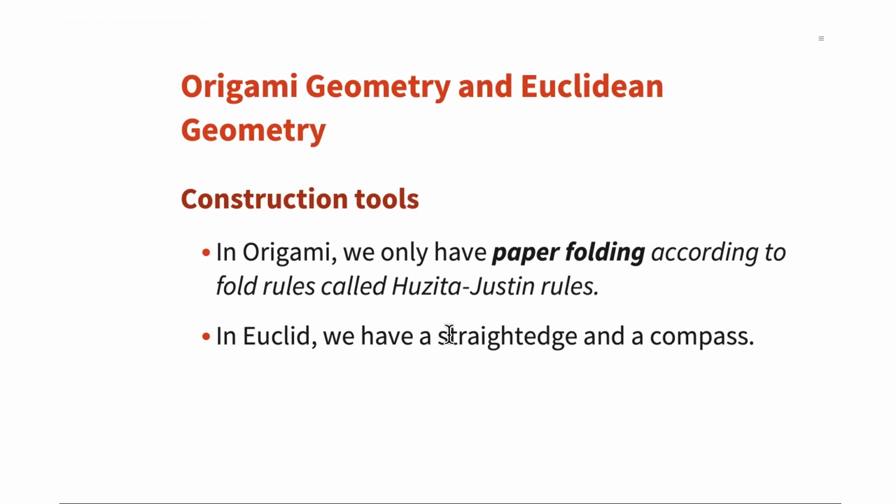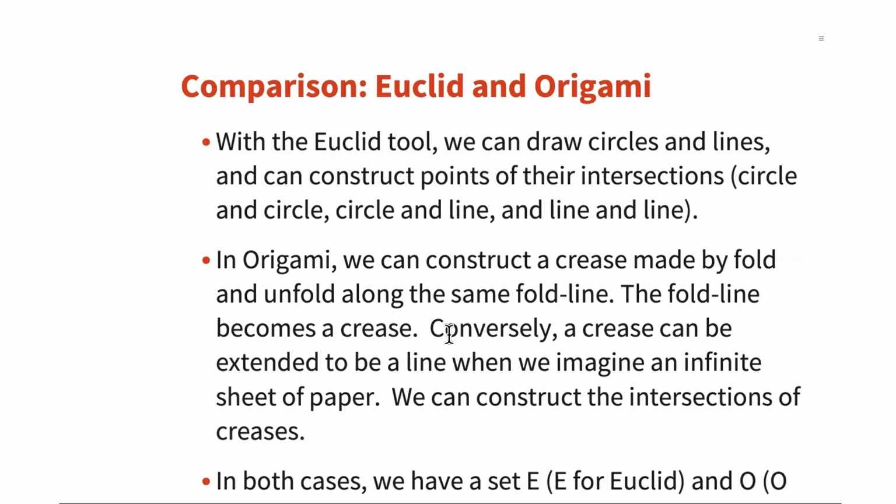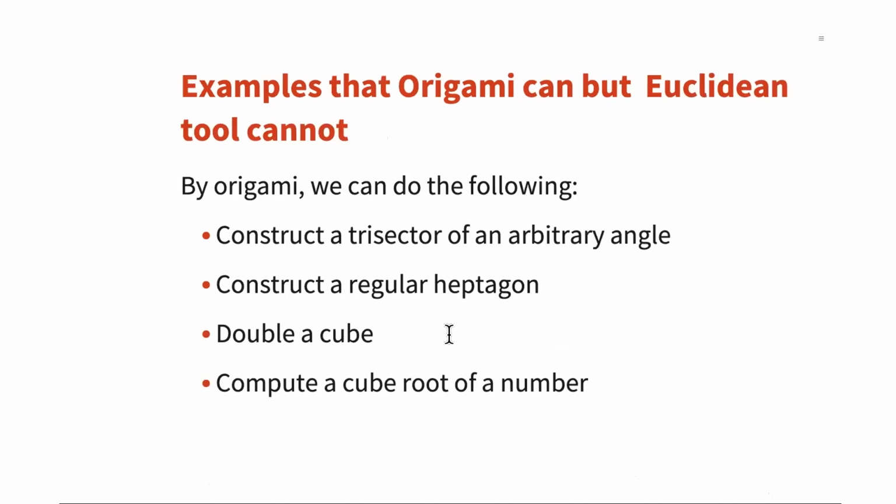In the case of Euclidean geometry, it's circles and lines. In the case of origami, it's just fold lines. So the set of points constructible by origami is strictly larger than the set of points that Euclidean geometry with Euclidean tools can generate. One example is the construction of a trisector. Trisecting an arbitrary angle was a long-standing problem until the 18th century. But with origami, you can do it.